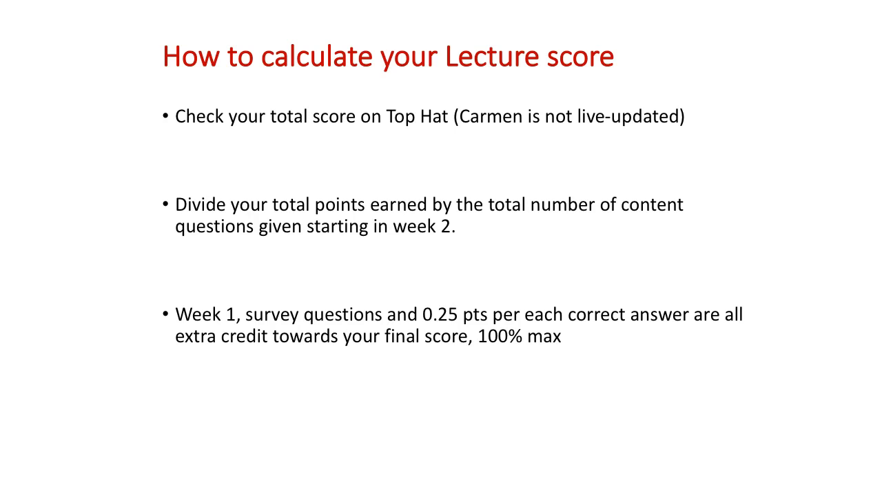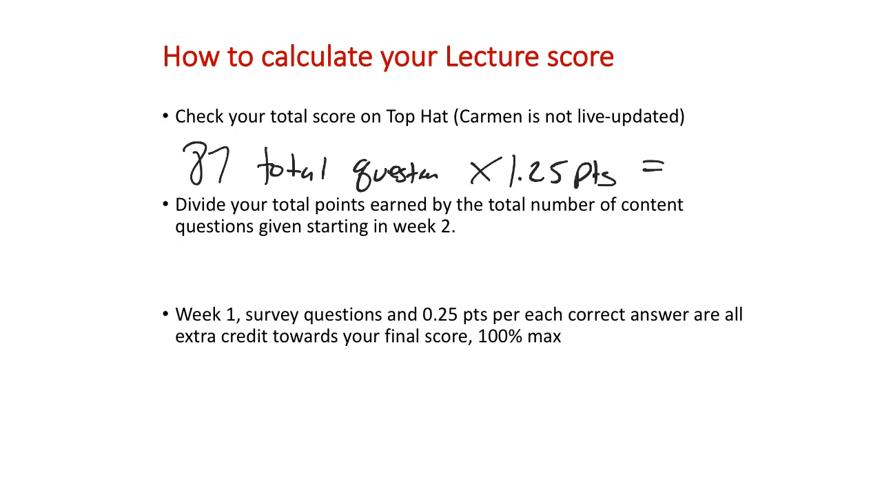Now, lecture score can be calculated by going to Top Hat. Carmen's not live updated with your Top Hat score. It's kind of complicated to do a grade push, so we don't push these all that often. So far, we've had 87 total questions that we've asked. And each question has 1.25 points available to be earned, making the maximum possible score right now 108.75 points. Now, you don't have to earn every one of those points for a 100% score.